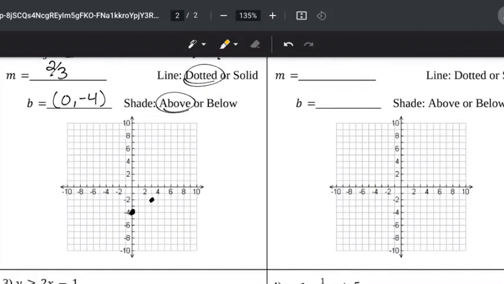Or down to the left 3. Now we are going to graph. It's a dotted line, so I'm still using a straight edge. Still use your student IDs. And I'm going to just draw dashes along my straight edge. Make sure arrows at the end.